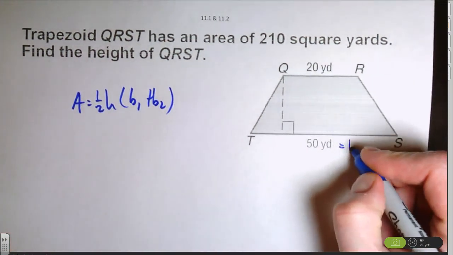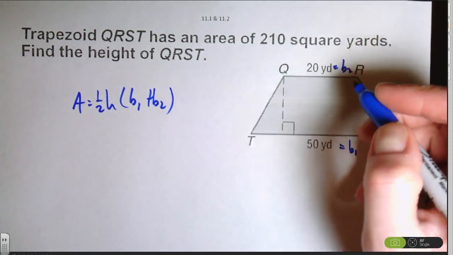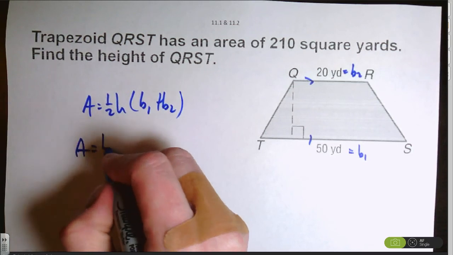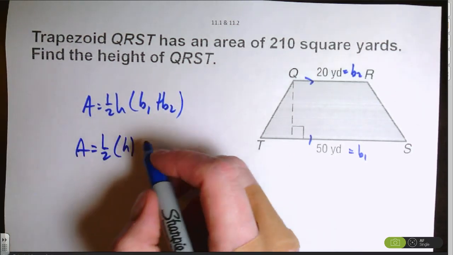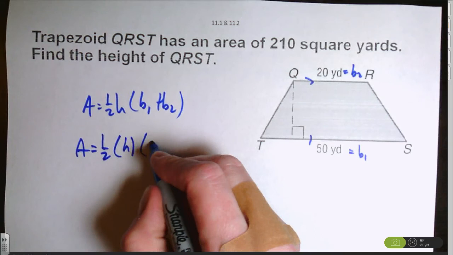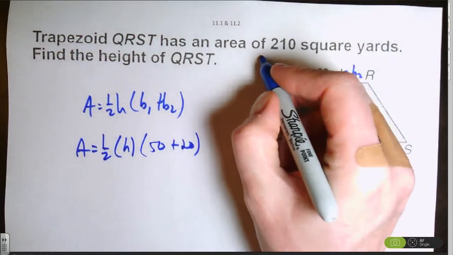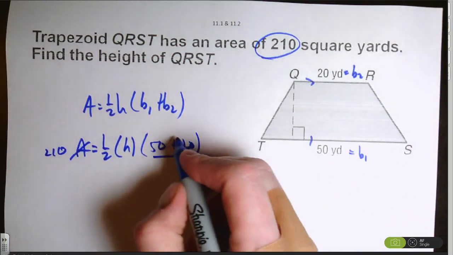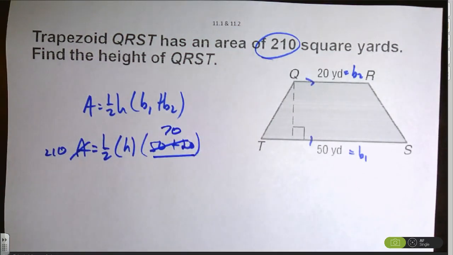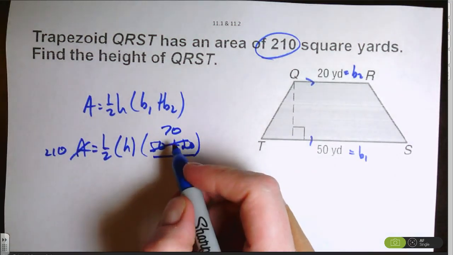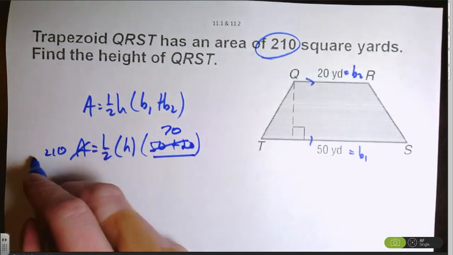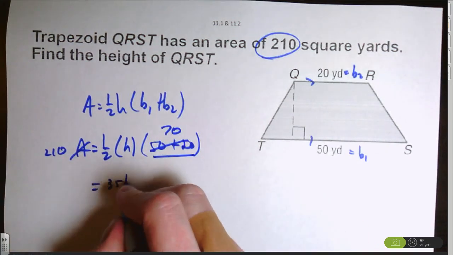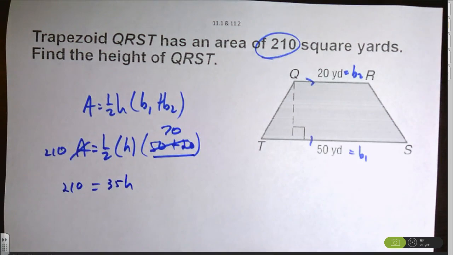Alright, we'll just call this guy base 1, this guy will be base 2, because again, they're the parallel sides. So area equals 1/2 height times base 1 plus base 2, which is 50 plus 20. And then we know the area is actually 210. Now, these together are actually 70. And 1/2 of 70 is a nice number, so I can just multiply those together. Otherwise, I could double both sides and get rid of the 1/2, make this 420. But I'm going to do 35h equals 210.